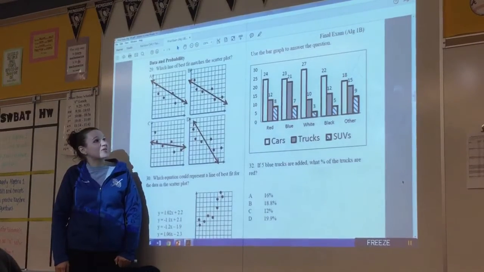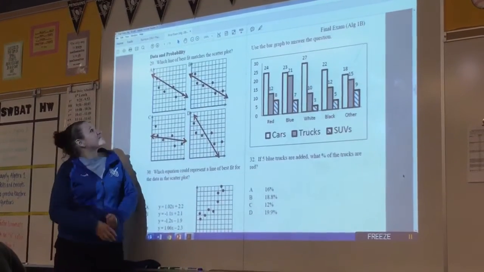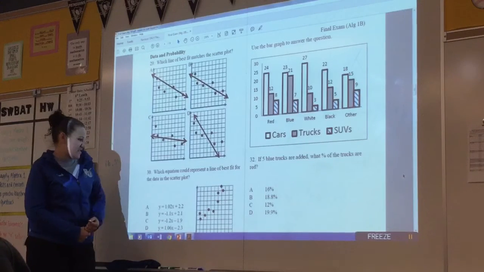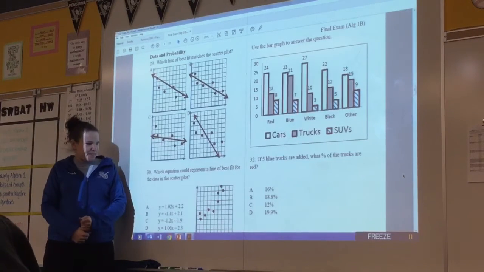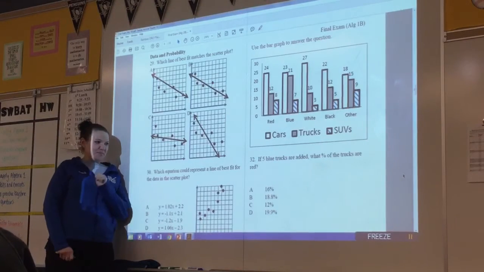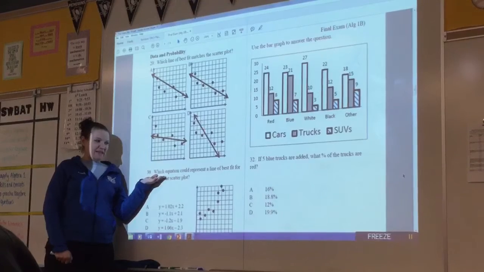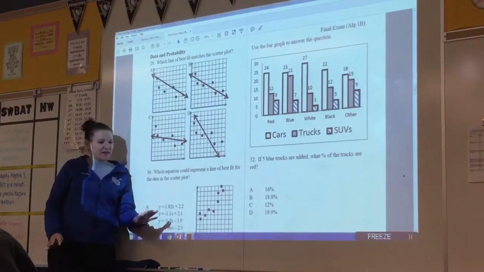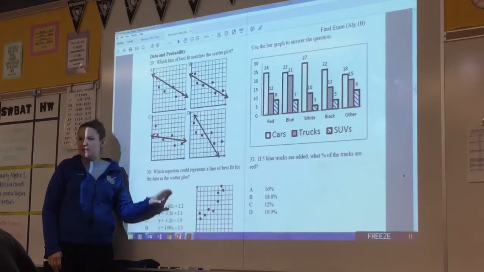Section to look through before we move on. We're going to start here with number 30. It's closest to me. Okay. Which equation could represent a line of best fit for the data in the scatter plot? I typically don't like these, but in this case, this isn't bad.